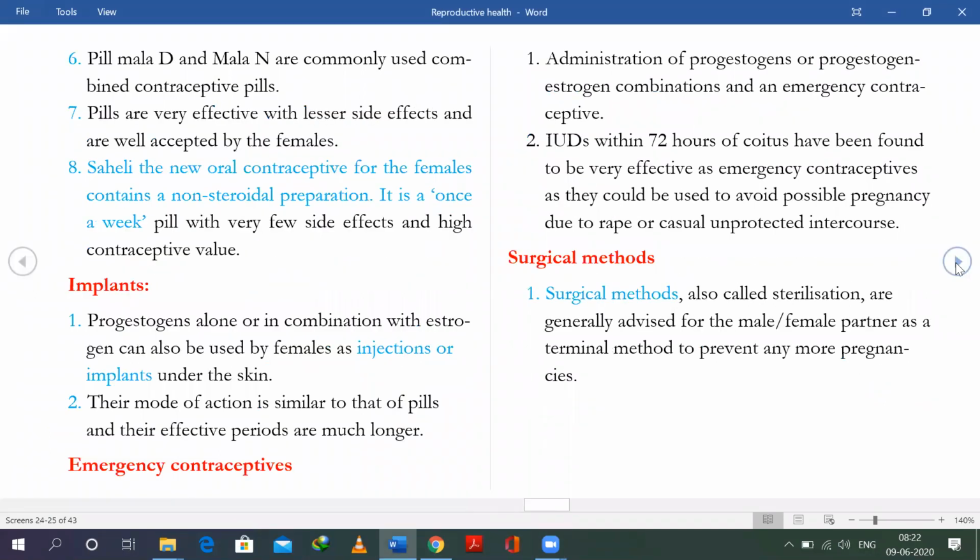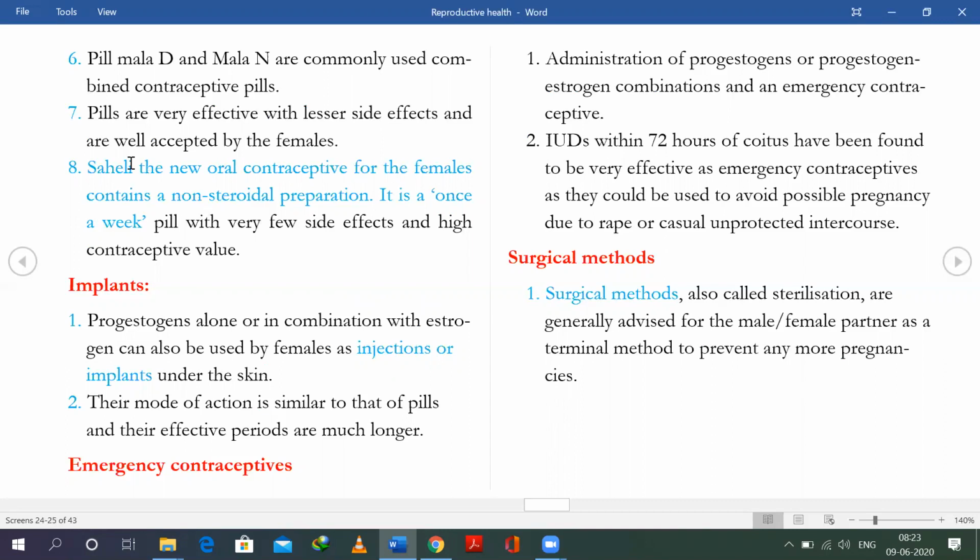The pills contain estrogen and progesterone combinations, or just the progesterone itself. Some names for the pills that we have are Mala D and Mala N. These are the brand names commonly sold as combination contraceptive pills, which are very effective with lesser side effects, and are accepted by females.